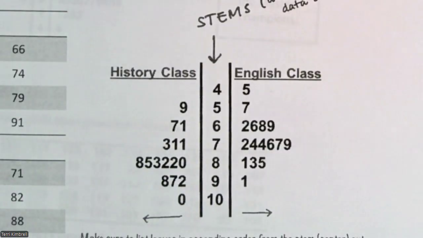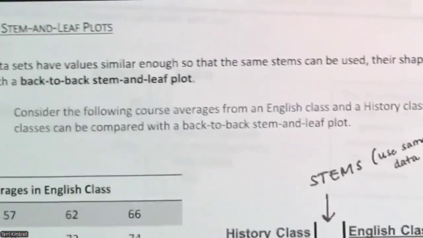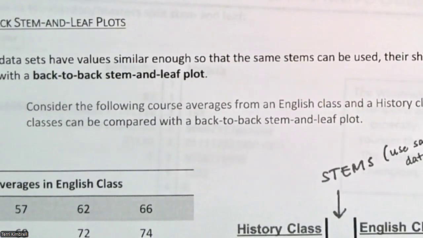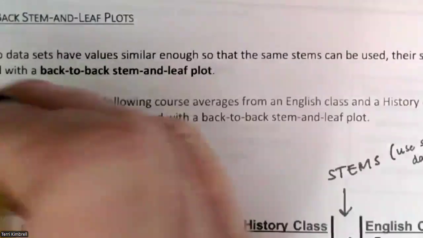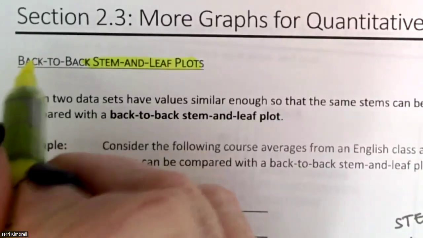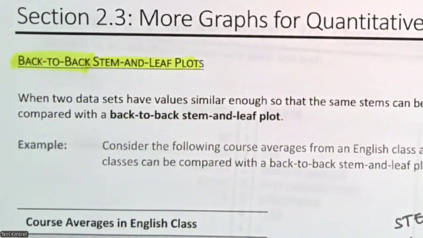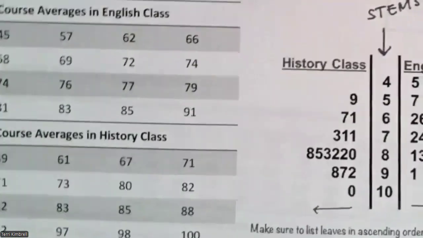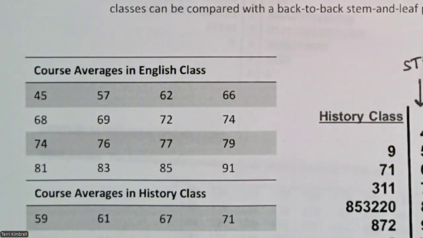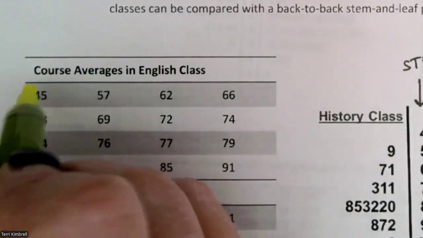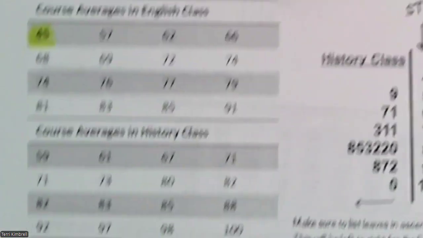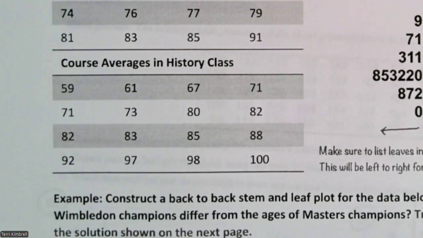Okay, so with your stems, if this is a back-to-back, a back-to-back means the stems are going to be back-to-back. So make sure you understand this one's back-to-back. We have the traditional, we have the split, and then the back-to-back. So this back-to-back is going to allow us to compare each of these classes. One was the history class, one was the English class. Now, when I look at the English class, our lowest score was a 45. When I look at the history class, the lowest score is a 59.